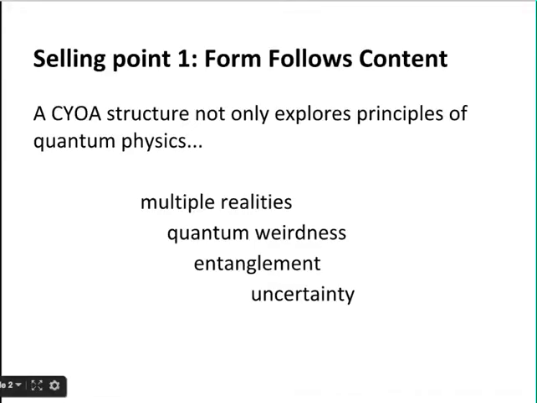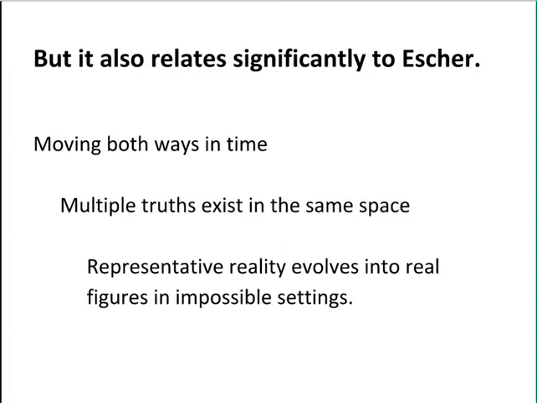Choose Your Own Adventure has several selling points that I want to go over really quickly. The first being form follows content. A Choose Your Own Adventure structure not only explores principles of quantum physics, multiple realities, quantum weirdness, entanglement, uncertainty, which I think we're all pretty excited about, but it also relates significantly to Escher, and we haven't really talked about that parallel. The idea of moving both ways or multiple ways in time. The idea of multiple truths existing in the same space, which is sort of a hallmark of Escher's work.